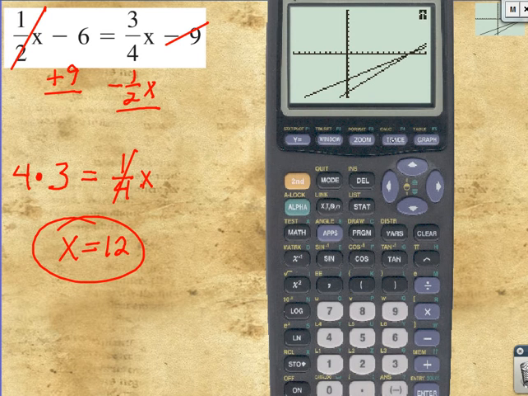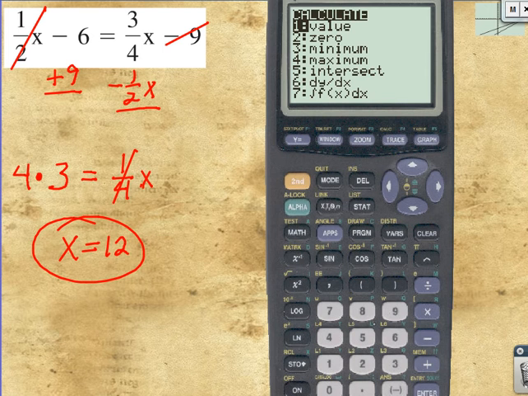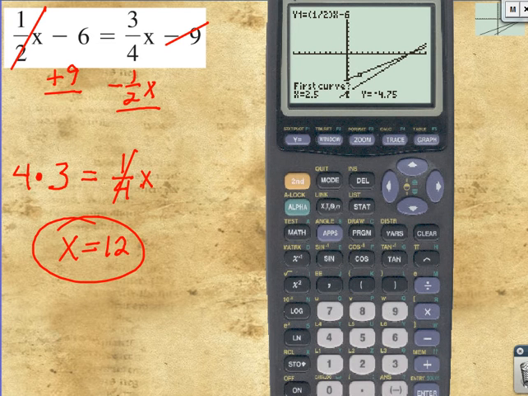We go to second calc. We are looking for the intersection, which is 5. First curve, enter. Second curve, down there, enter. It doesn't matter if that's only 2. Again, if you only have 2 curves on here, to find the intersection point, you can just quickly hit enter, enter, enter, and it's going to give you the answer. X equals 12. Any questions on how to do that?